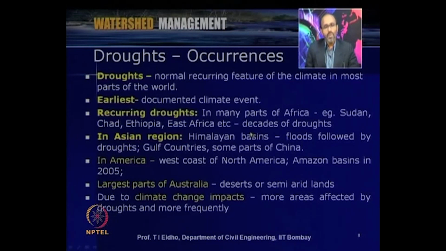So, where normally the rainfall conditions are less, and then below average rainfall takes place for a number of years, then this area becomes very much drought prone, and related issues will be there. And as far as now, we can see that in the last few years we are discussing the climate change and its effects. So, we can see that due to the climate change impacts, more areas will be affected by droughts, and droughts may take place more frequently.